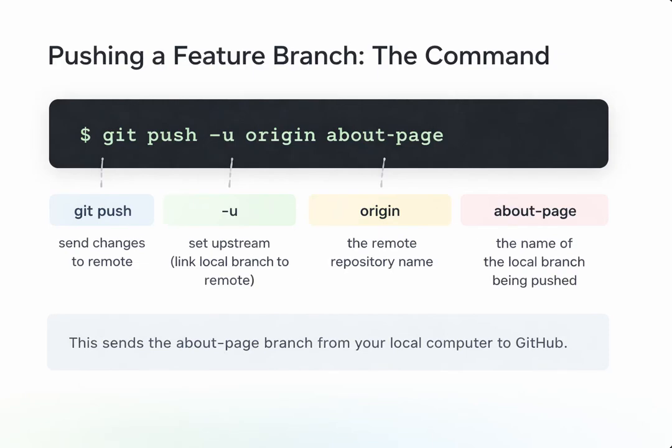Let's look at the actual command Amit uses to push his work. He runs git push -u origin about page. Let's break that down. Git push means send my changes to the remote. The -u flag sets the upstream, which links your local branch to the corresponding remote branch so future pushes are easier. Origin is the name of the remote repository. That's the default name GitHub gives it. And about page is the name of the branch he's been working on. So this command takes everything Amit did on his local about page branch and sends it up to GitHub.